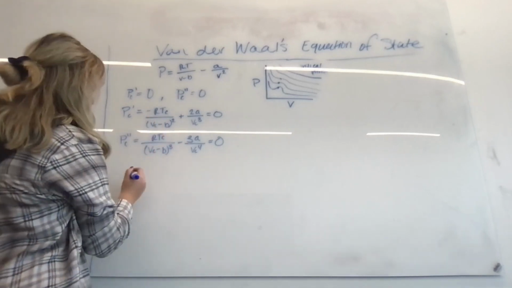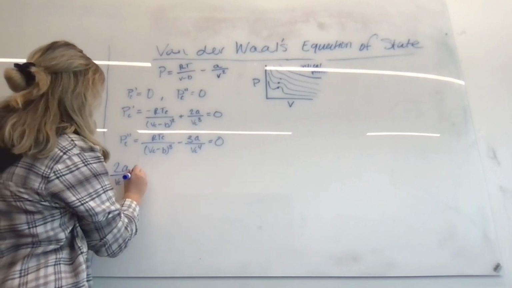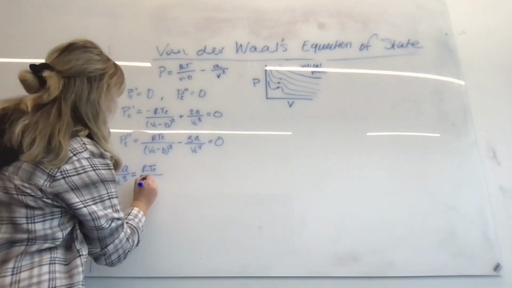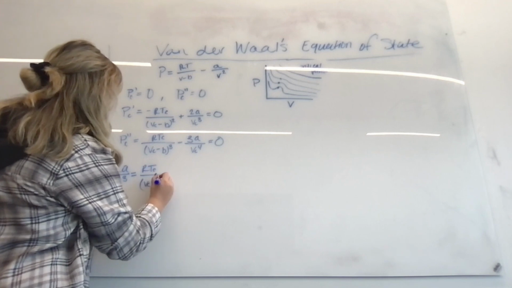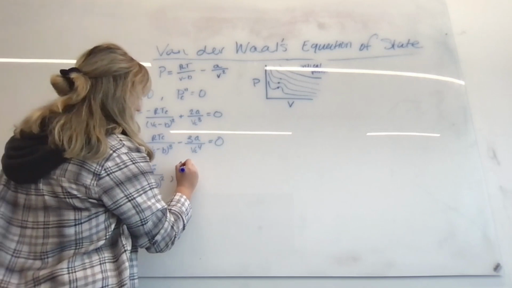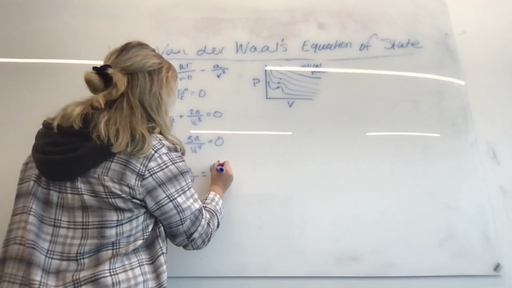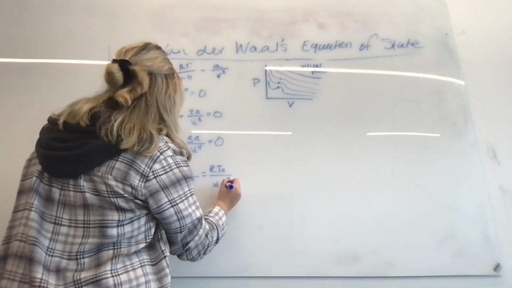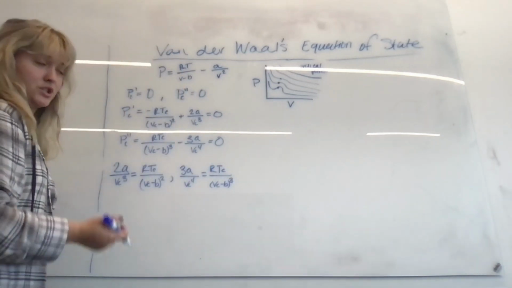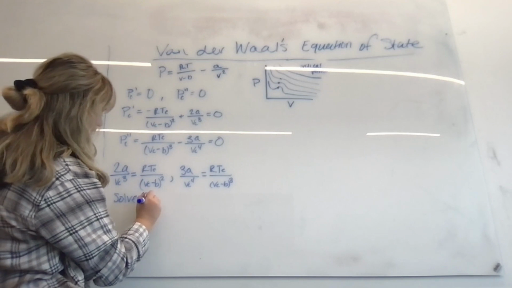So this first one, we can rewrite it as 2A over our critical volume to the third is equal to RTC over our critical volume minus B squared. And we can also rewrite our second one as 3A over our critical volume to the fourth is equal to RTC over VC minus B cubed. So now what we want to do is we want to solve for B. So let's go ahead and write that down here. Solve for B.